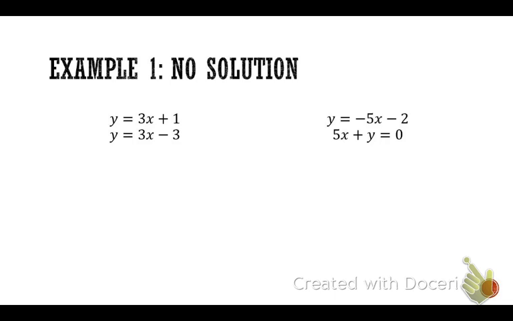All right, so we have 3x plus 1 equals 3x minus 3. Does everybody see how I got that? I took the y equals part and I plugged it in the second one for y. 3x plus 1 equals 3x minus 3. All right, made them equal to each other.